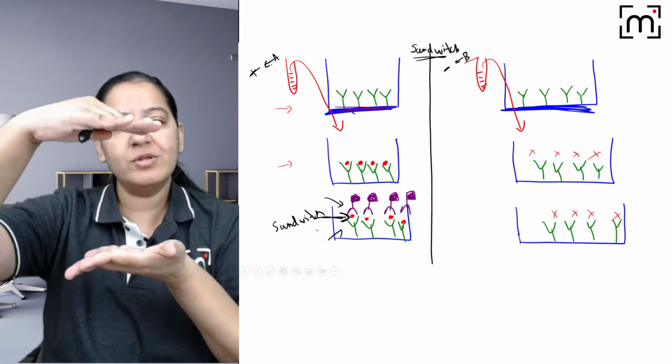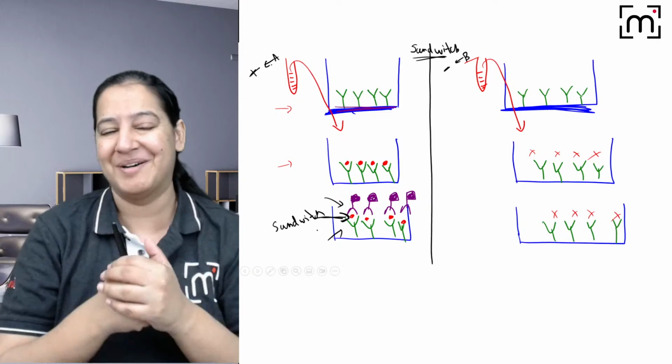And both sides, the bread slices are the two types of antibody. One enzyme coated, one non-enzyme coated. Give me a thumbs up. This is sandwich ELISA. So in patient A, this is the scenario.